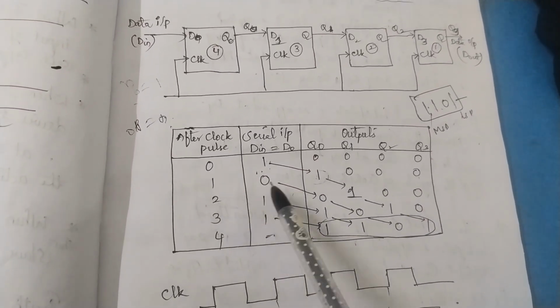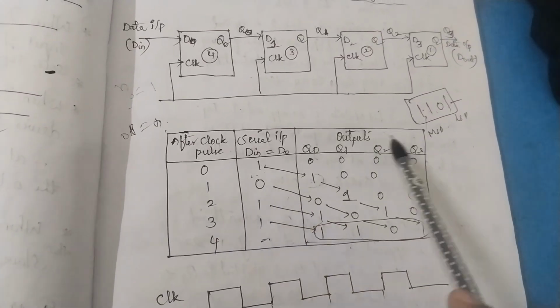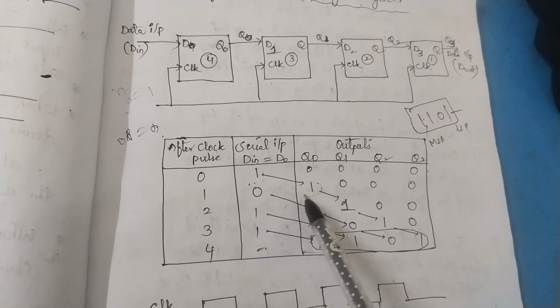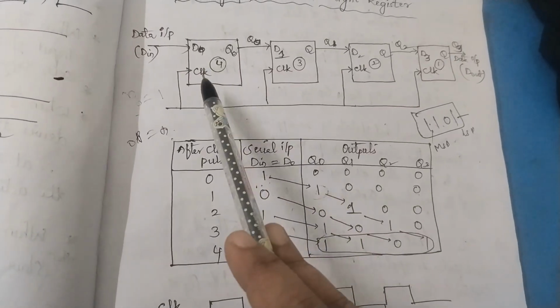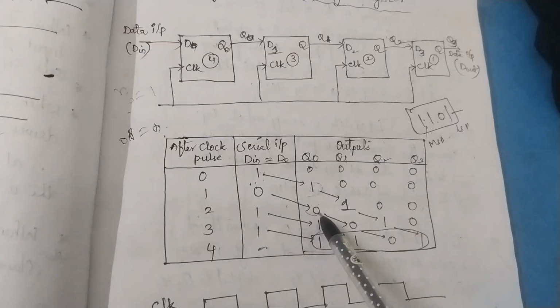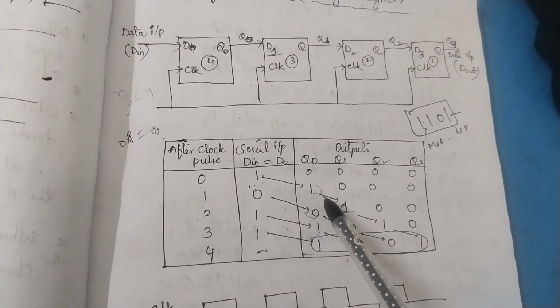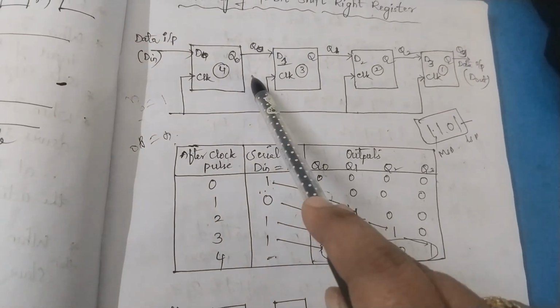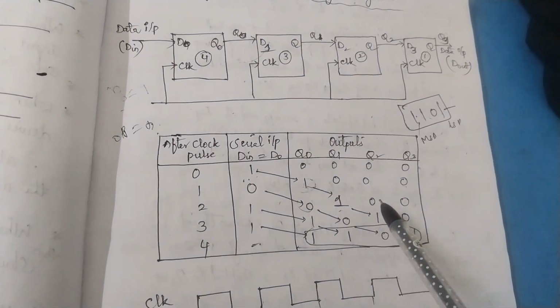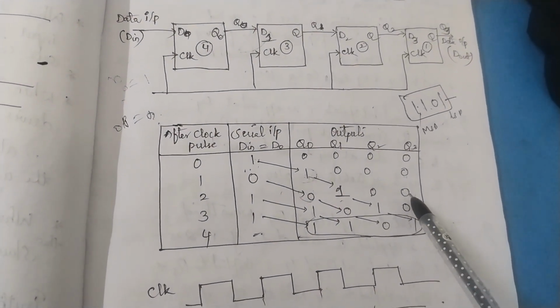Next, when the second clock pulse is applied, the next bit after the LSB is what? 0. Then this bit will be stored in the first flip-flop D0 and output is equal to input. Therefore this 0 comes and occupies the Q0 bit. And similarly, this 1 is shifted. This Q0 output is shifted to the next flip-flop. Therefore, Q1 also becomes 1, and the remaining flip-flops' outputs will be 0 and 0.